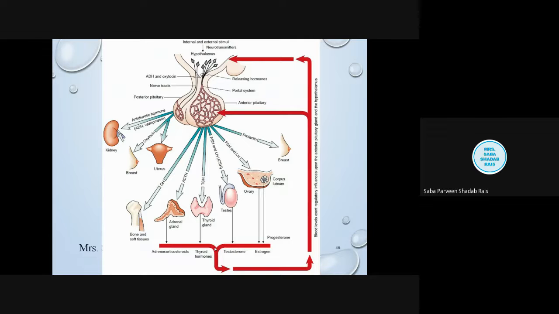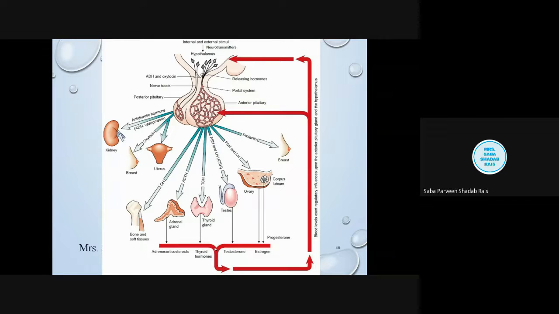First we discussed the antidiuretic hormone, oxytocin, growth hormone. Then we discussed ACTH, adrenocorticotropic hormone. Then thyroid stimulating hormone, follicle stimulating hormone, luteinizing hormone, then prolactin hormone. All this we have already discussed.